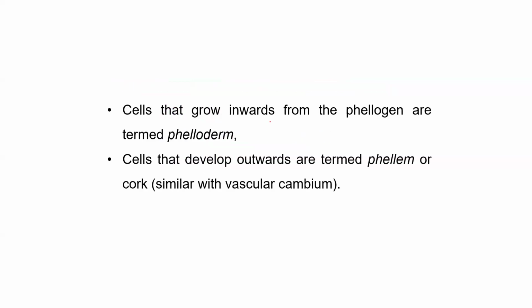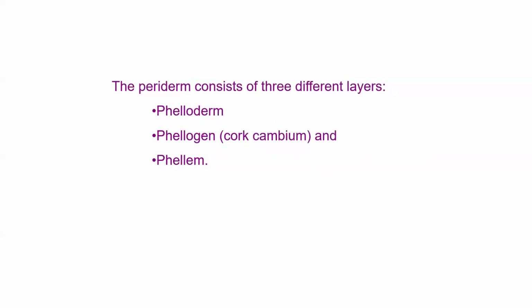The cells that grow inwards from the phellogen are called the phelloderm. The cells that develop outwards are called the phellem or cork, similar to the vascular cambium. So this phellogen is similar to the cambium here.